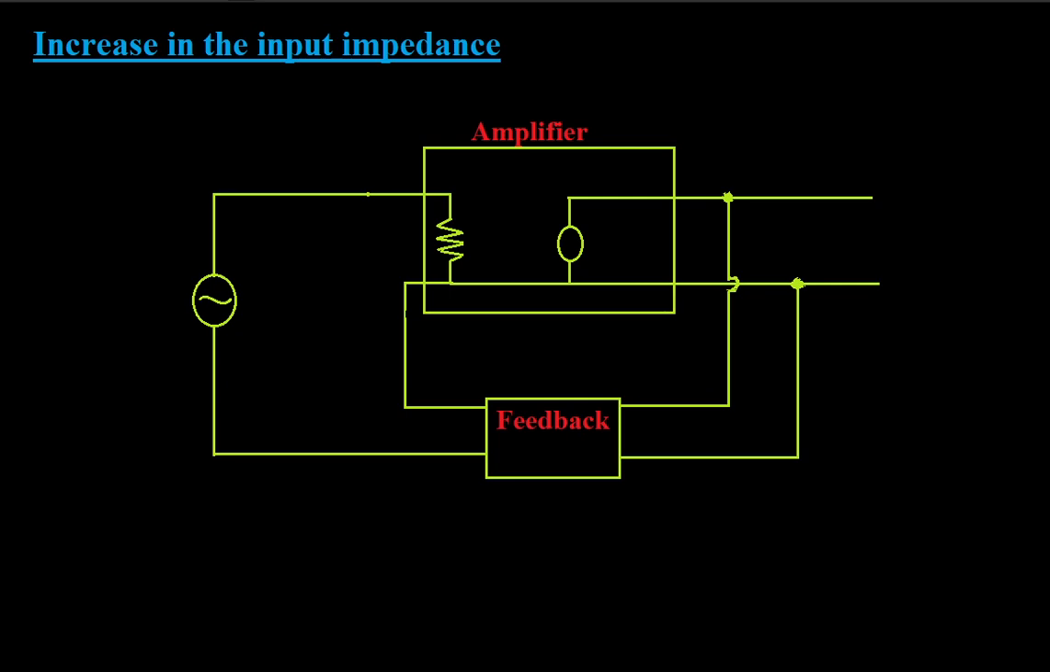Another advantage of using negative feedback in an amplifier is the increase in the input impedance. To discuss how negative feedback increases the input impedance of a transistor amplifier, let's consider the diagram shown here. Here we have an amplifier unit and a feedback part.